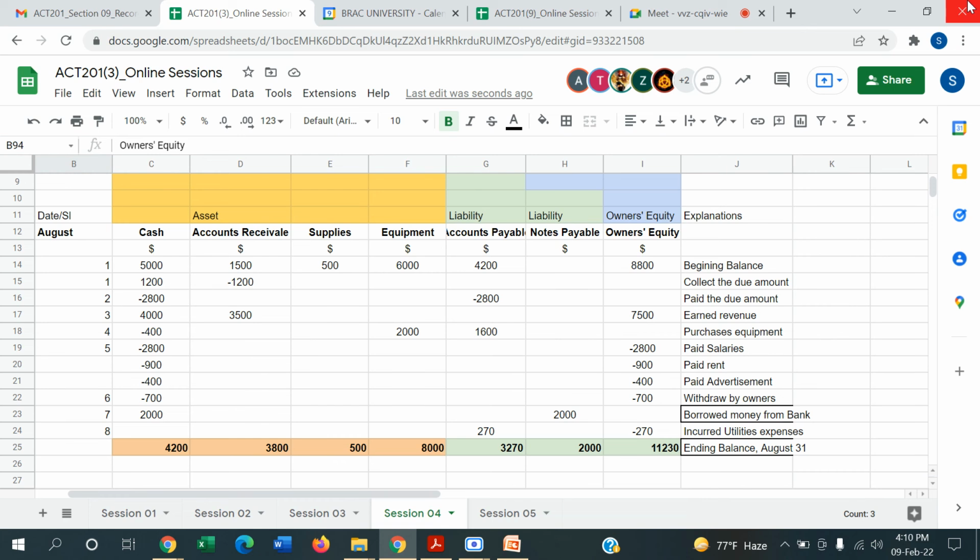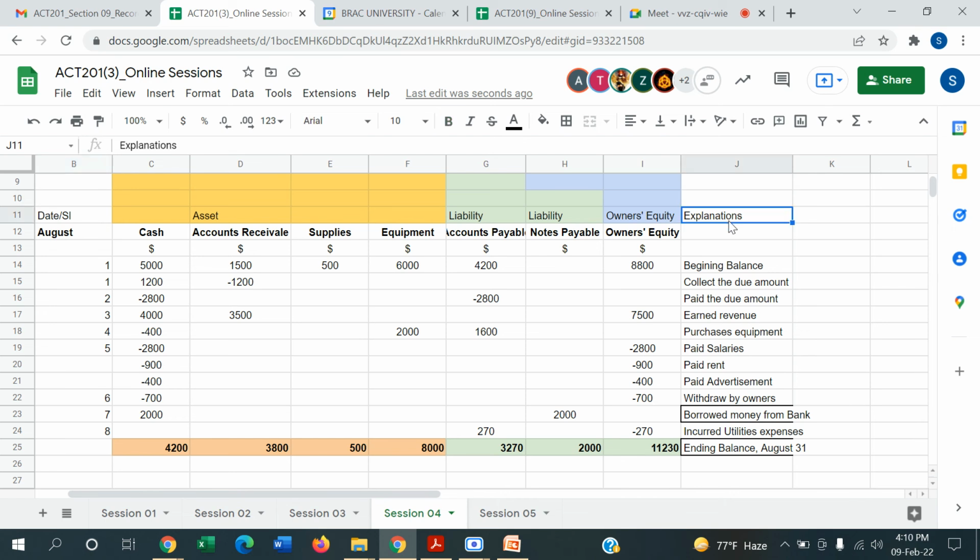At first, we want to prepare the income statement. To prepare the income statement, what information do we need? We need the revenue and expenses. Now, from this information, we need to find out what the revenues and expenses are here.